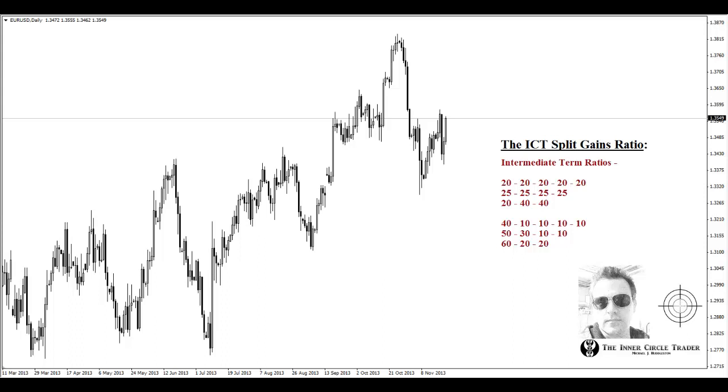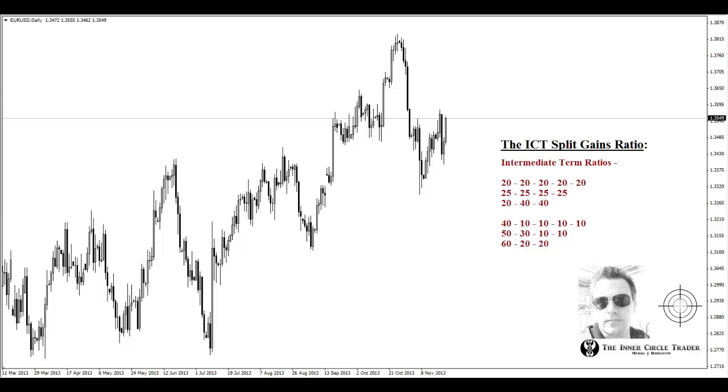So an intermediate term ratio would be how am I going to take my profits? Assuming that you have $100,000 leverage in a trade, in other words, what we consider a standard lot. In the euro, that would be $100,000, but each pip is going to be worth $10 per movement up or down, gain or loss out of your account.